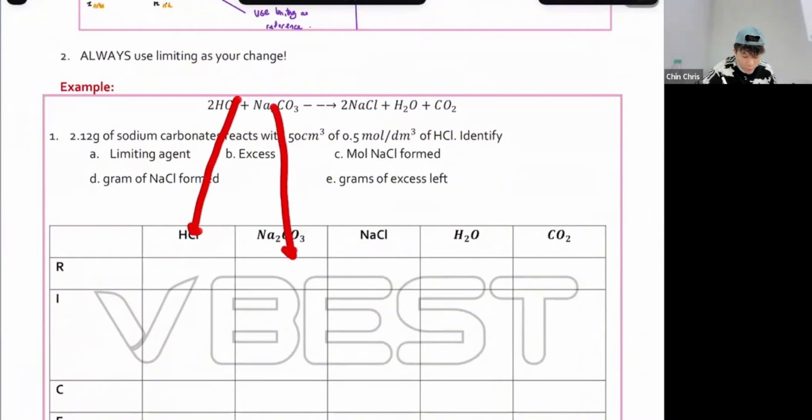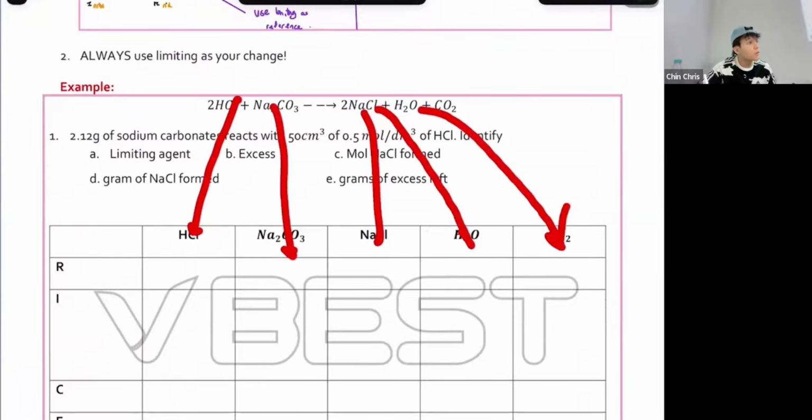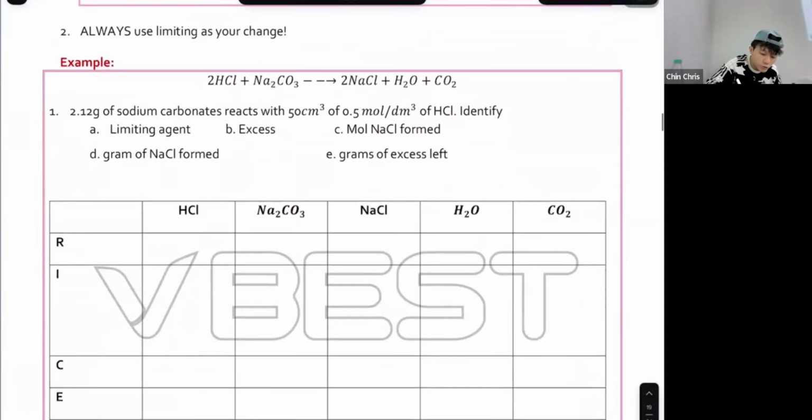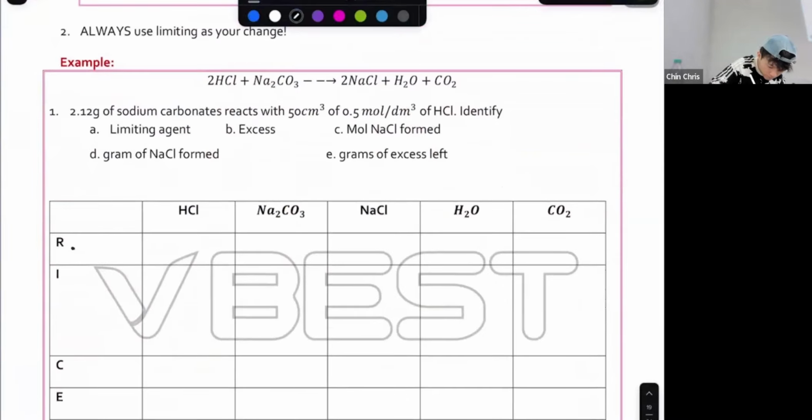So guys, your reactant is here and your product is here. Can you see that? One side is your reactant, another side is product. What does RICE stand for? Ratio. Everything is in terms of mole, understand? Alright, guys, what's the ratio? 2:1:2:1:1. Is that right? Please write down your ratio first.